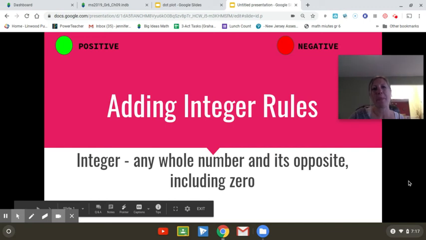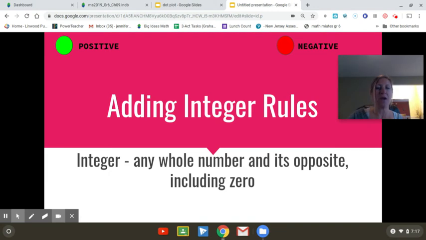Hello, everybody. We're going to talk a little bit about adding integers today as a continuation with our integer rules. Yesterday, you were looking at and reviewing how to interpret absolute value or distance on a number line. And now we're going to be looking at how integers are used and different rules that we can come up with when we're adding integers.